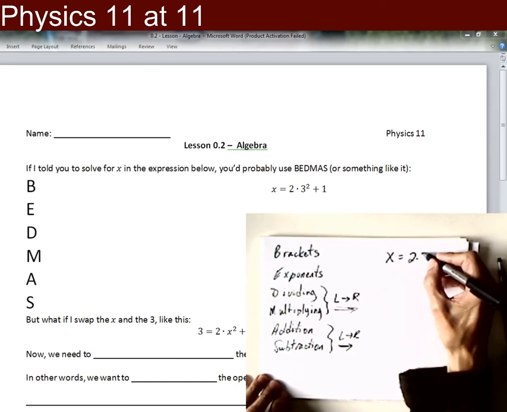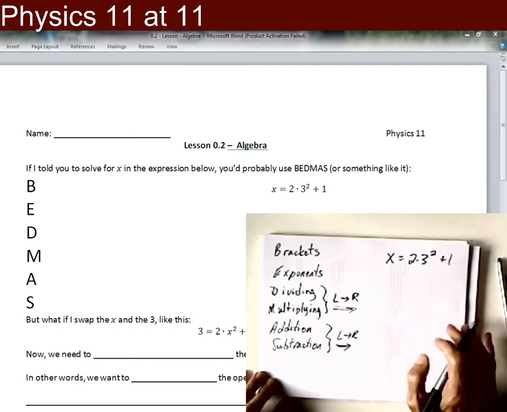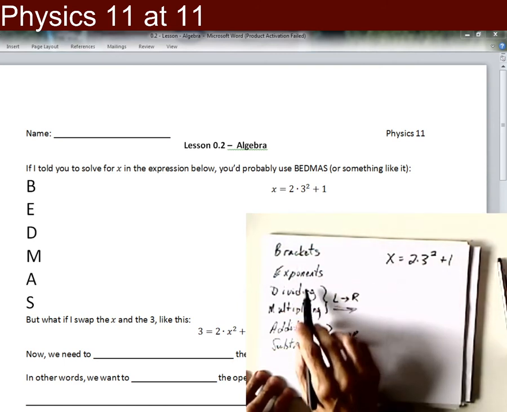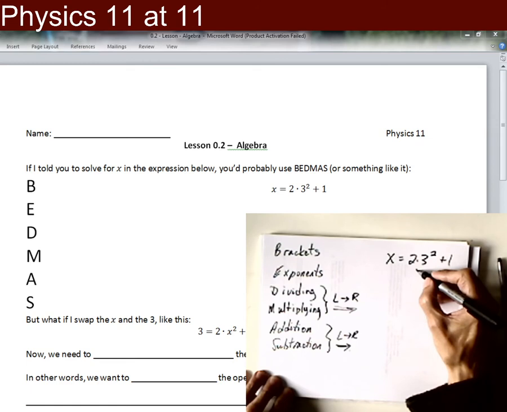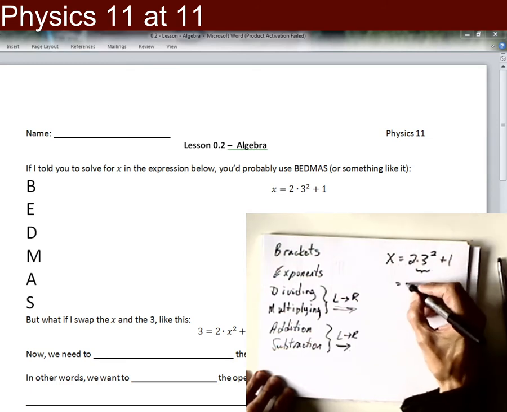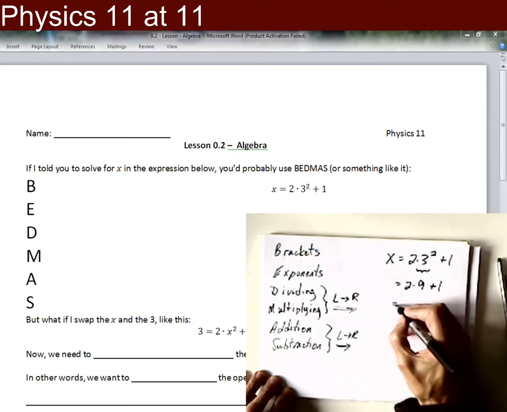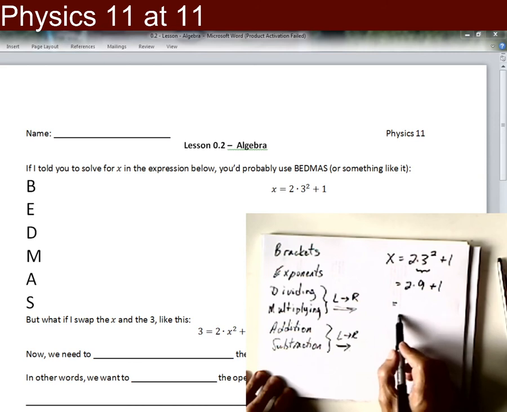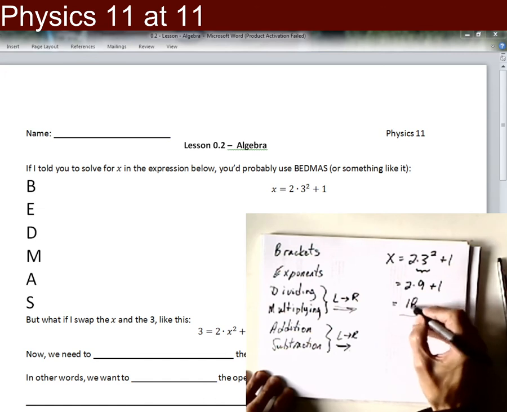So it's already written down for you. You don't have to do that again, but I'm going to do it there so I can see it. So, any brackets? Nope. Any exponents? Yep. So I do those exponents first. So I get 2 times 9 plus 1 like that. Then I go in order, starting on the left over to the right. Any multiplying? Yep. 2 times 9. That's it for this one. 2 times 9, 18.